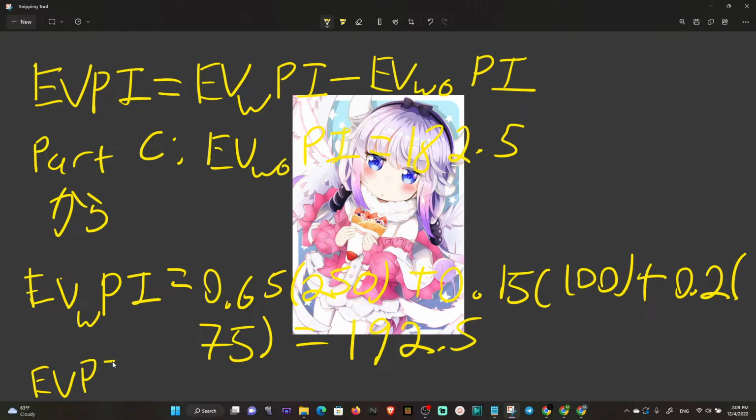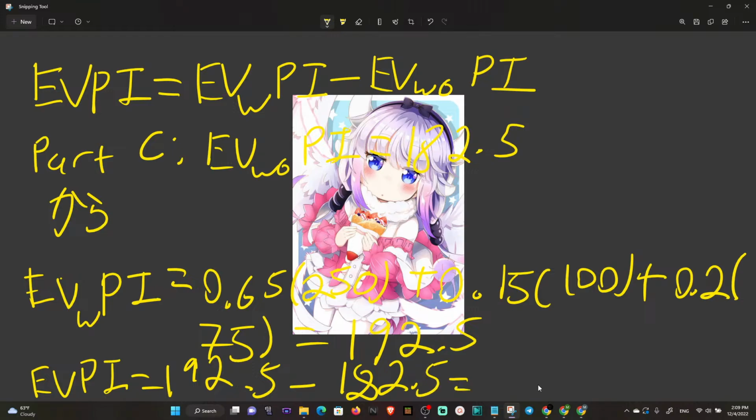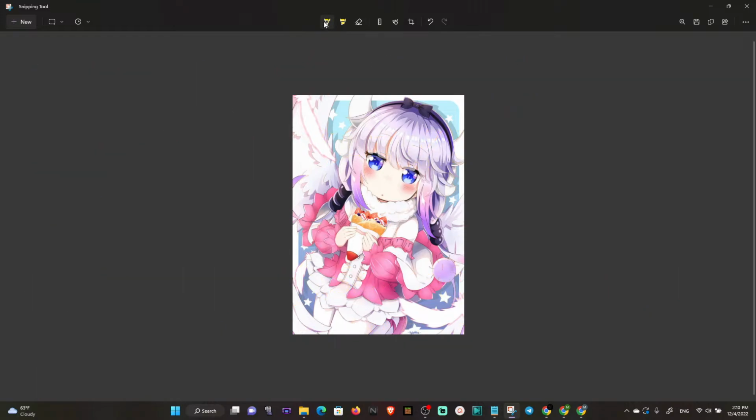Okay. So the expected value of perfect information, EVPI, will be equal to 192.5 minus 182.5, which will give us 10. And that's how you do part D. Good? Looks good. And now let's do the final of the problems and then do another Quizlet again.